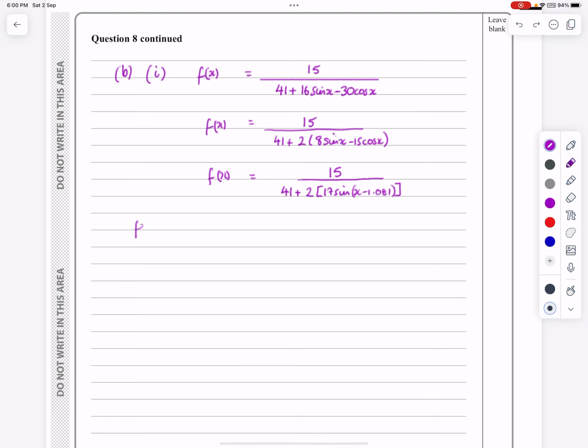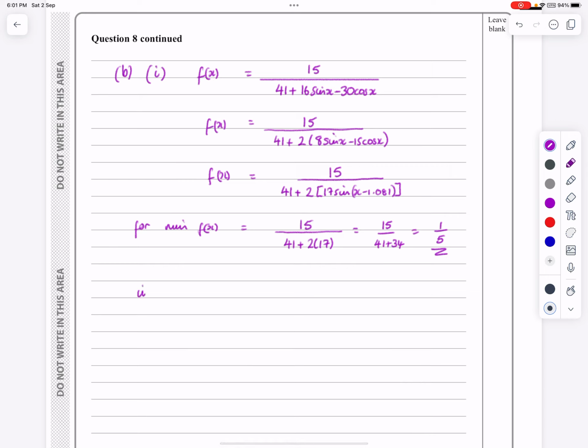So for minimum f(x), we're going to get 15 over 41 plus, and the biggest value, as I say, inside here is going to be 17, so we're going to get 2 lots of 17 there. So that works out to be 15 over 41 plus 34, and that works out to be a fifth once we tidy up all the numbers there.